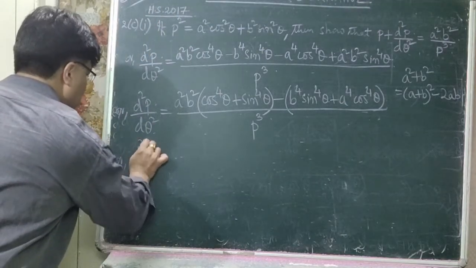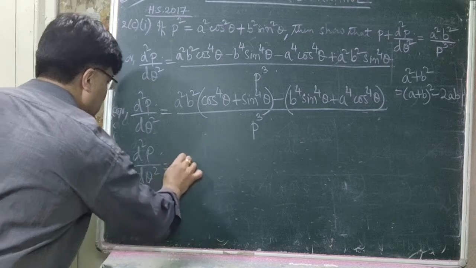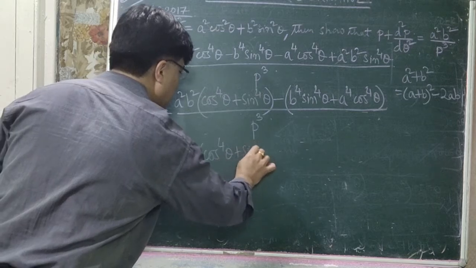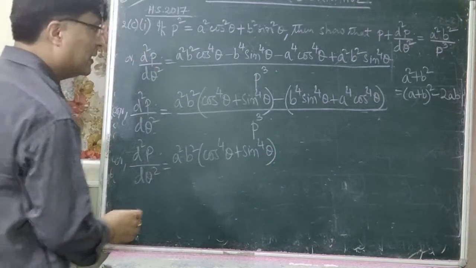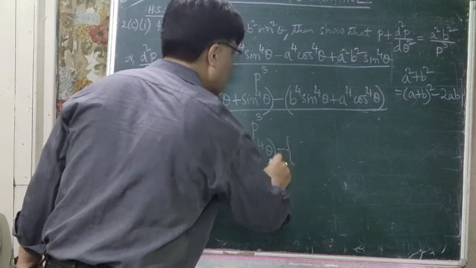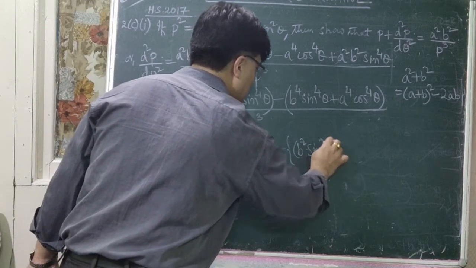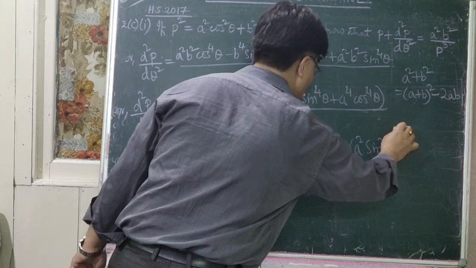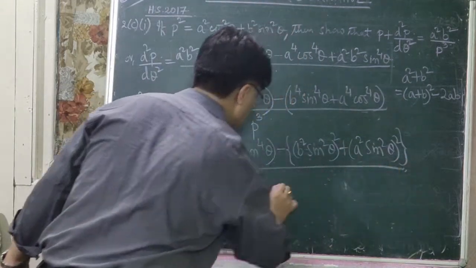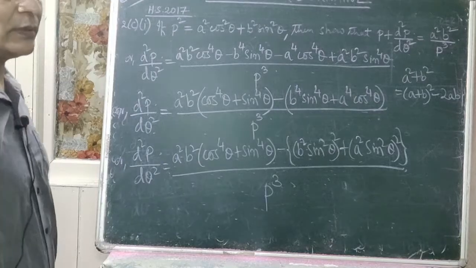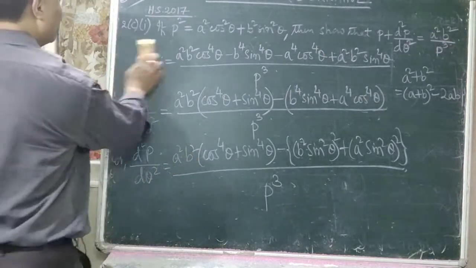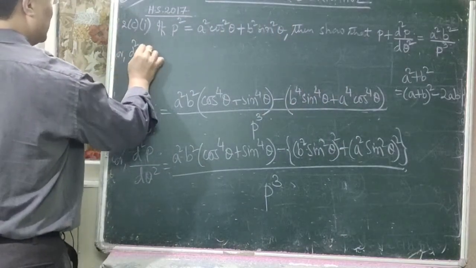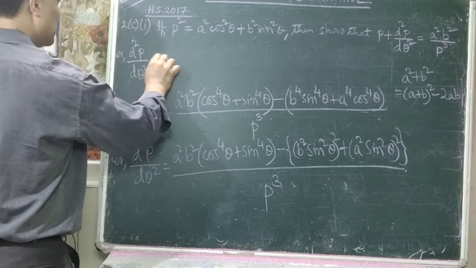So this is d²p by dθ² is equal to a²b² within the bracket, keep it as it is now, cos⁴θ plus sin⁴θ, right? And this one will be minus, within the second bracket, (b² sin²θ)² plus (a² sin²θ)², second bracket closed, whole divided by p³. Understood? Next.